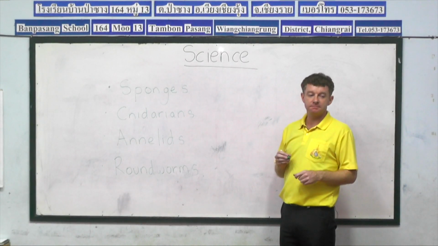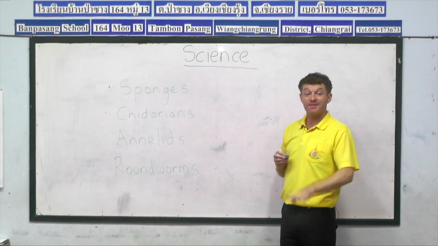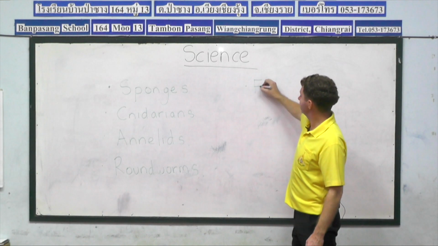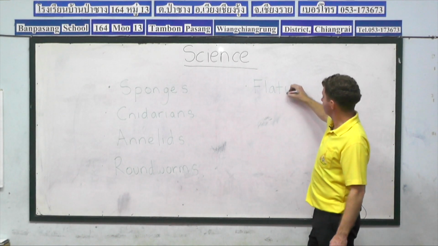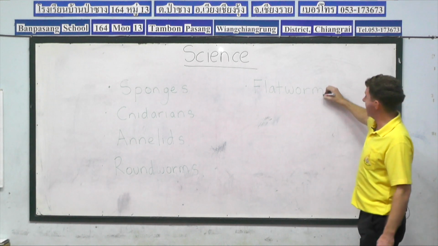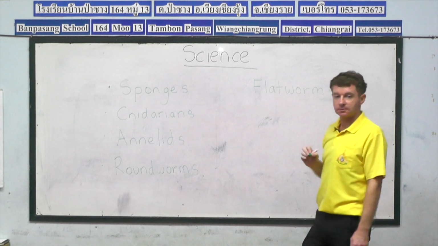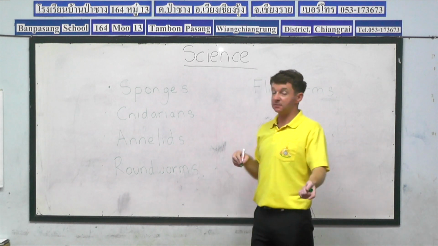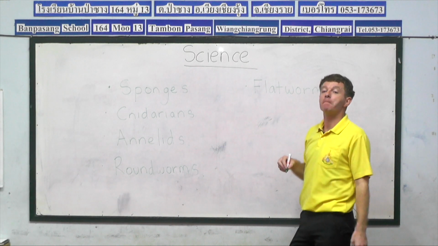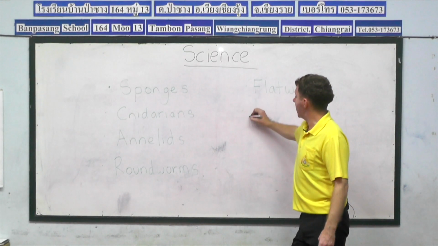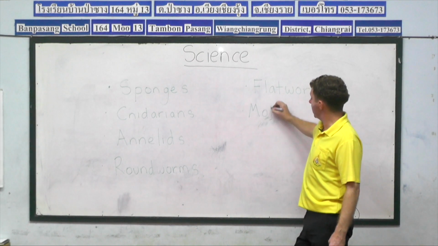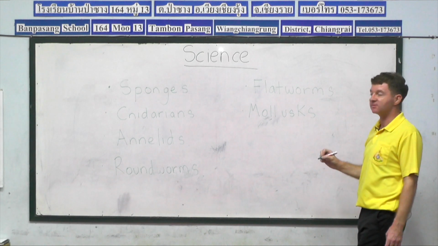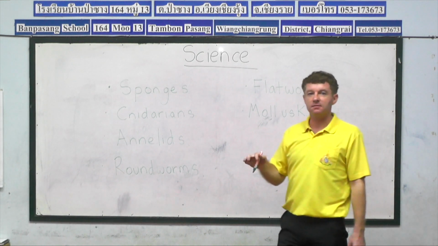And next came the worms that weren't round. What were they? They were flat. Flatworms, yes. F-L-A-T-W-O-R-M-S. Flatworms. And then the type of invertebrates that have the shells, like a snail or a clam, they're known as mollusks. M-O-L-L-U-S-K-S. Mollusks.